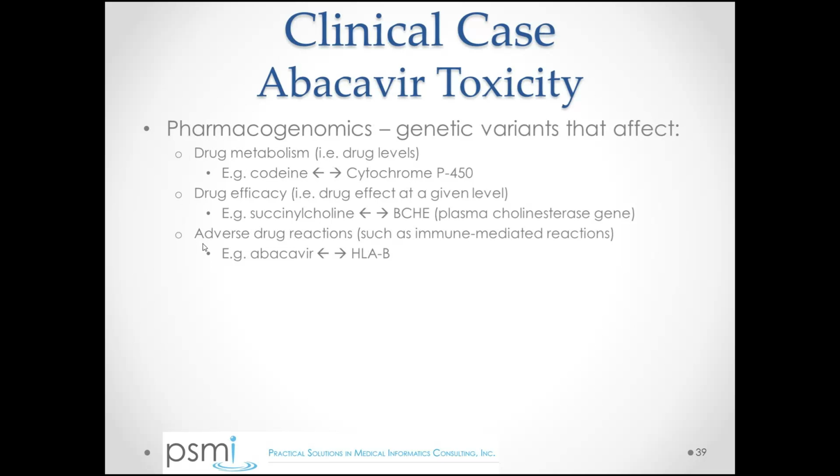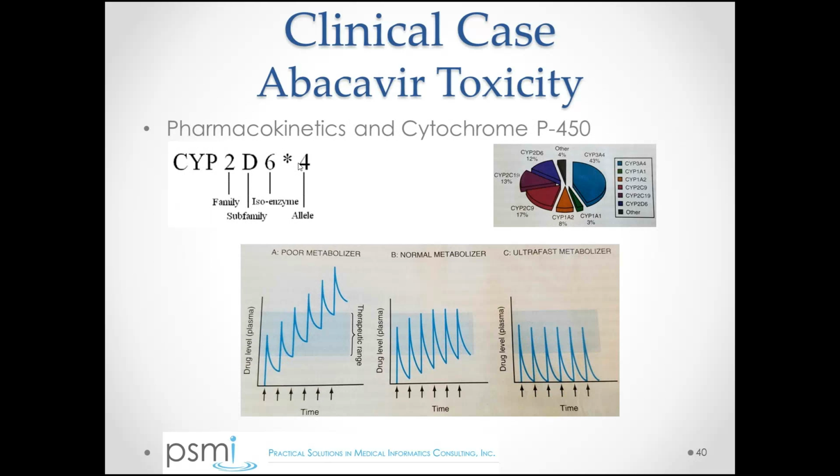The abacavir case really is an example of how a genetic variant increases the risk of an adverse drug reaction. But if we look at drug metabolism or pharmacokinetics and how genetic variants affect pharmacokinetics, a real common example you'll see out there are changes in the cytochrome P450 enzymes. And there's a couple things to note here.